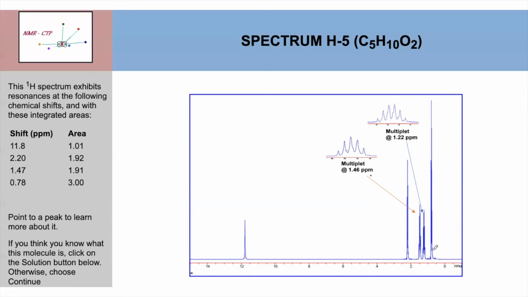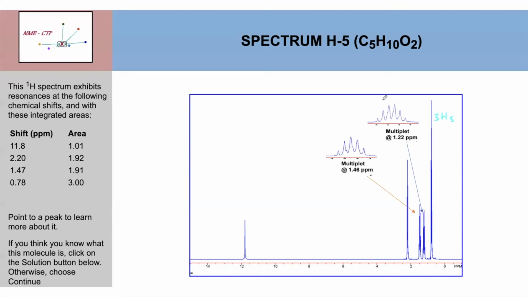And we say this area, 0.78, this has 3 hydrogens. Okay, if you can't tell right now, we'll get back to that. I think it's probably a triplet. To me, that looks like a triplet. That one looks like a triplet as well.